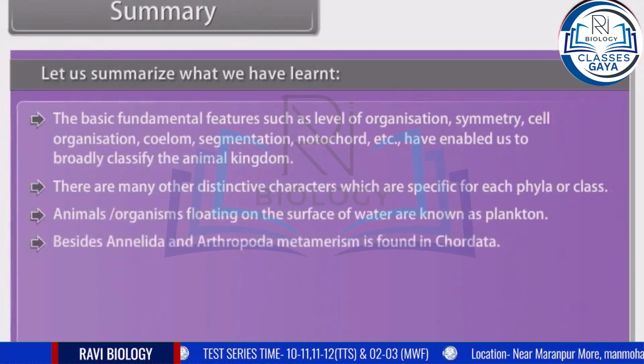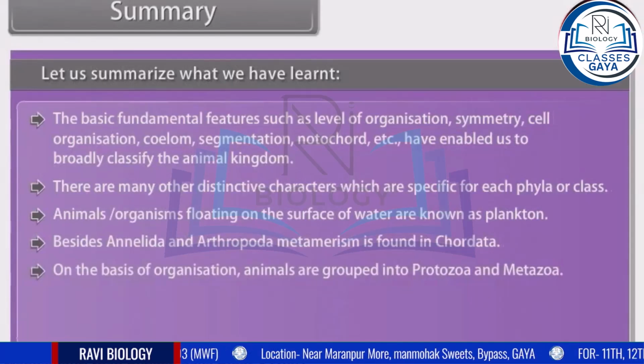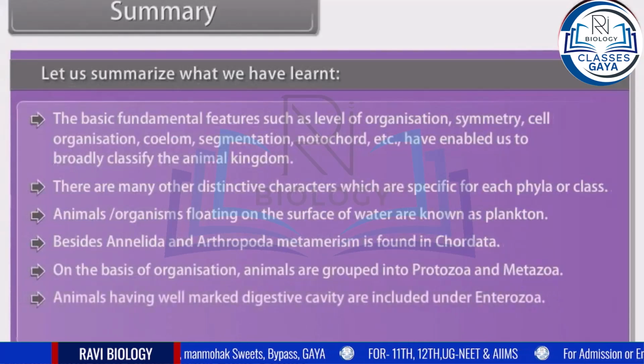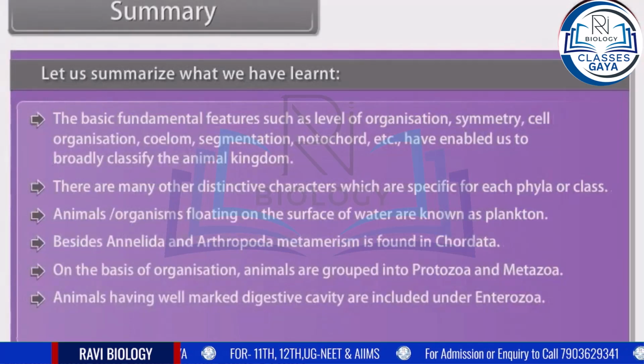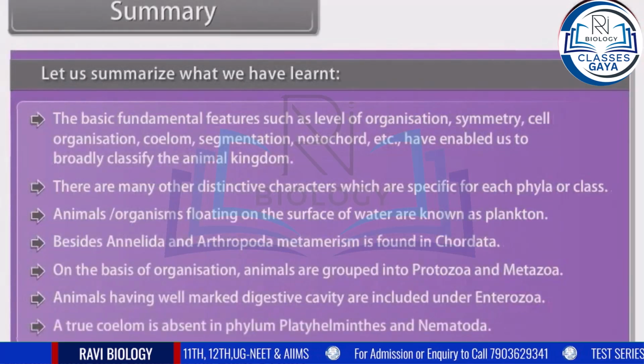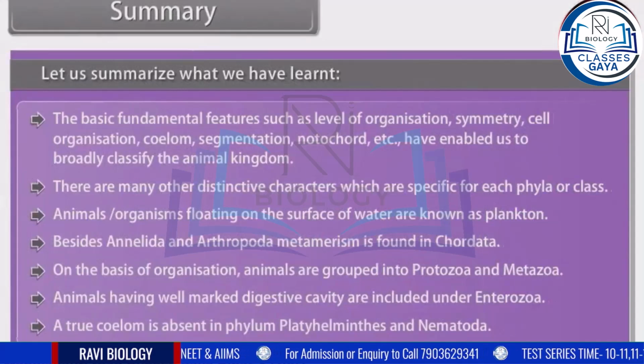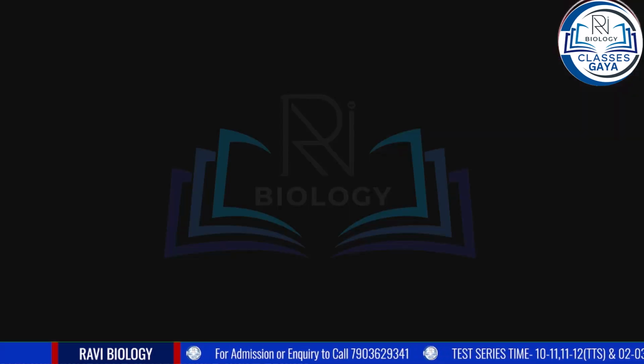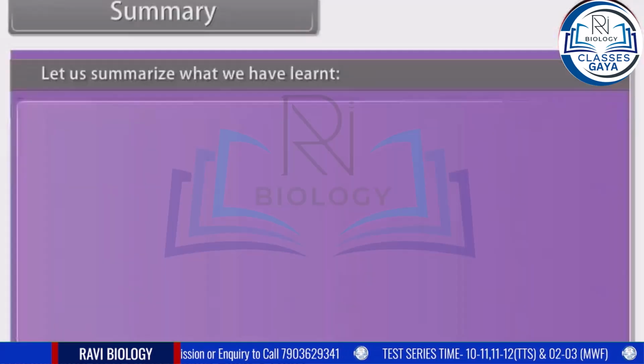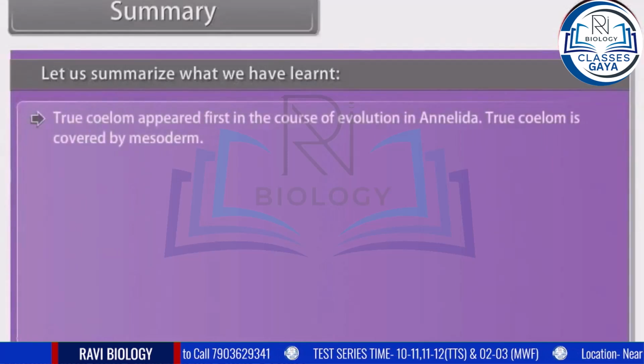Besides Annelida and Arthropoda, metamerism is found in Chordata. On the basis of organization, animals are grouped into protozoa and metazoa. Animals having well-marked digestive cavity are included under enterozoa. A true coelom is absent in phylum Platyhelminthes and Nematoda. True coelom appeared first in the course of evolution in Annelida.